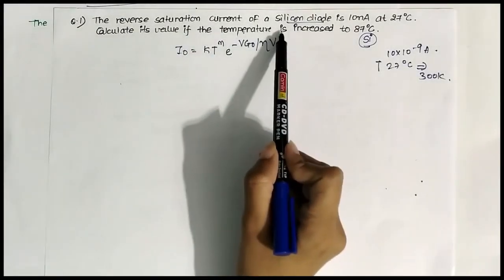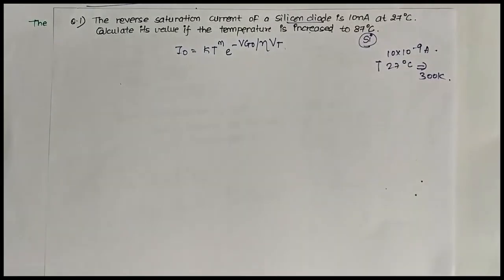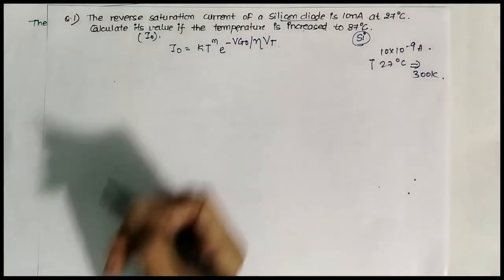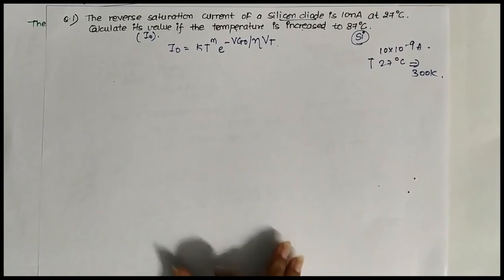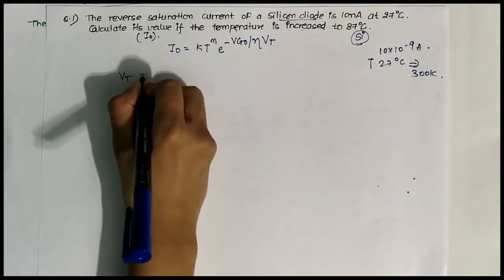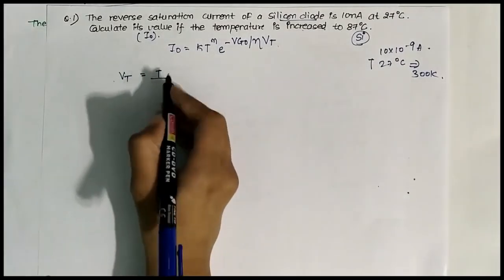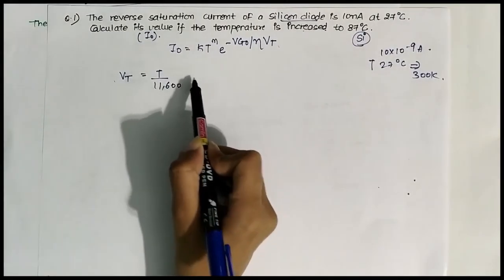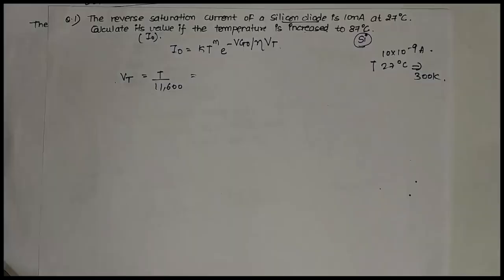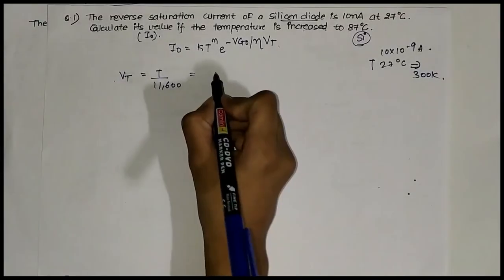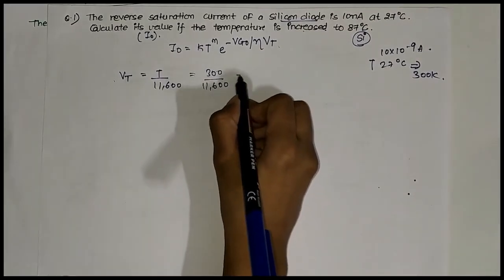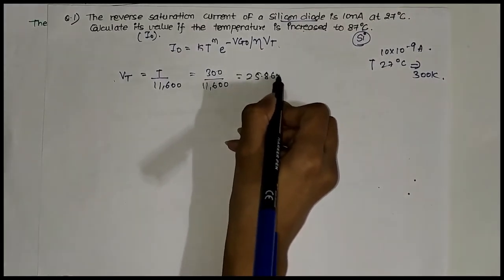We need to calculate its value if the temperature is increased to 87 degrees Celsius. So first we'll calculate the value of Vt. We all know that Vt is equal to T upon 11,600. The value of T is 300, so 300 upon 11,600 comes out to be 25.86 millivolts.